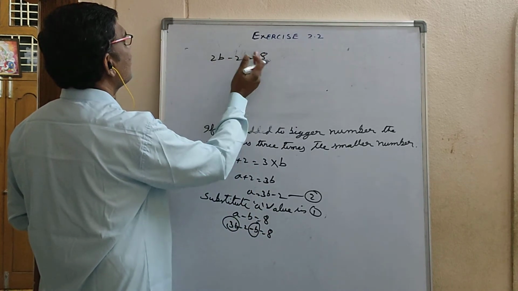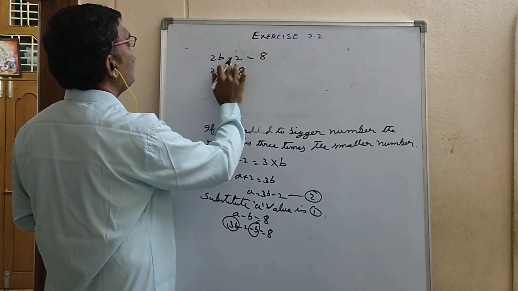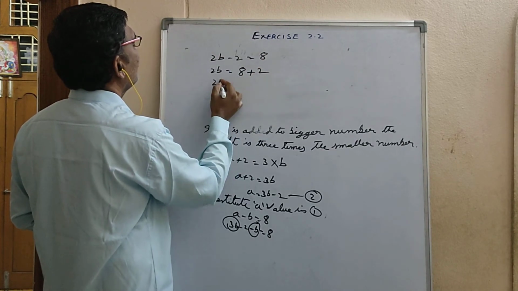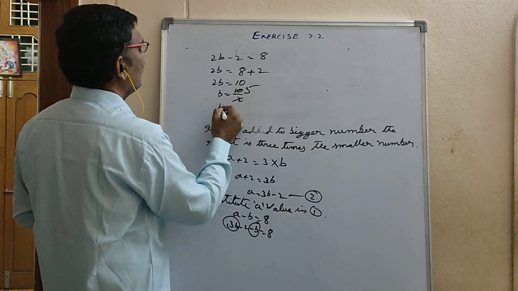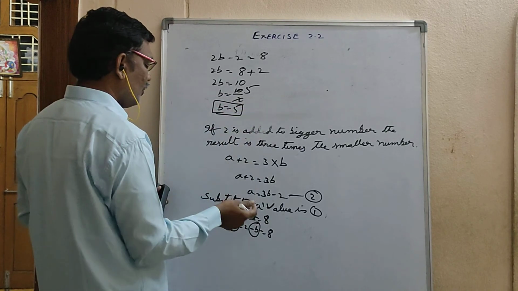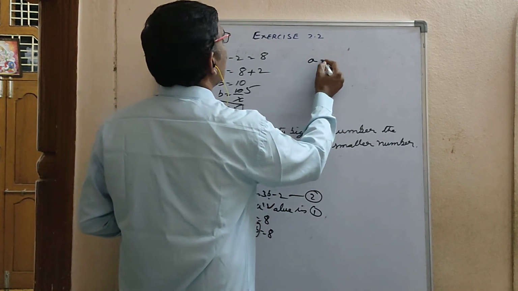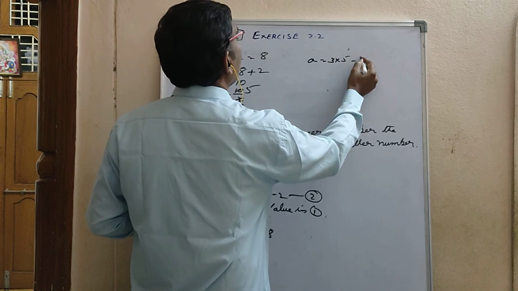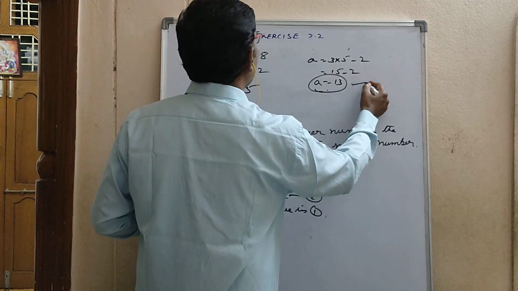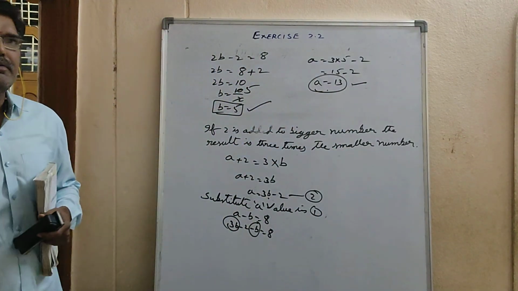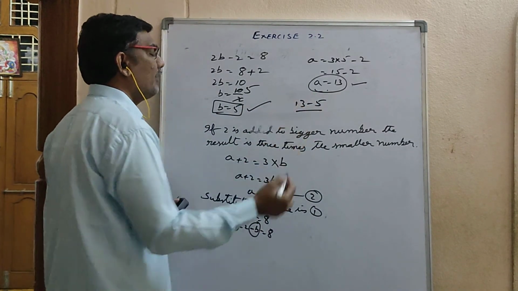Bring variables and constants to one side. 2B is variable. 8 is constant. Minus quantity is going to RHS as plus quantity. 2B is equal to how much? 10. B is equal to how much? 5. So B is 5, so to get the A value, substitute in 2. B is 5 or not? A is equal to 3 into 5 minus 2. 15 minus 2, 13. A value how much you got? 13. B value how much you got? 5. So from 13, subtract 5.